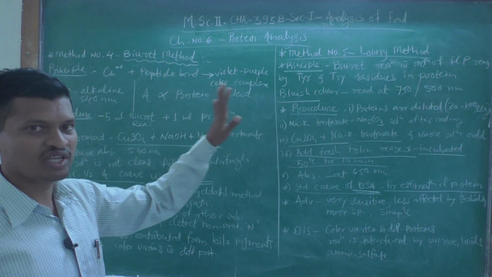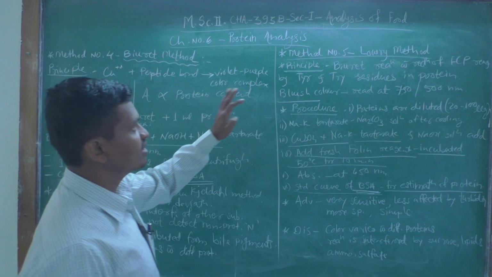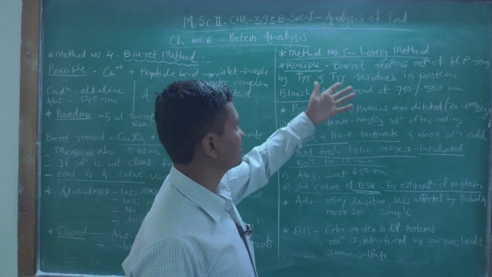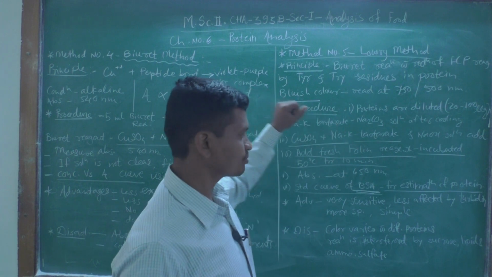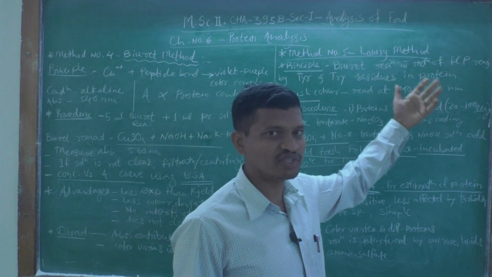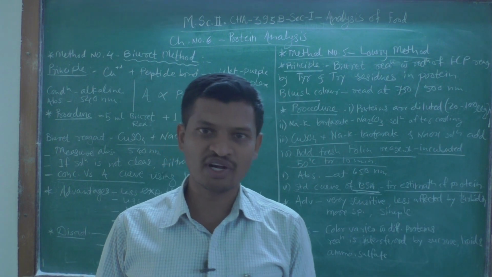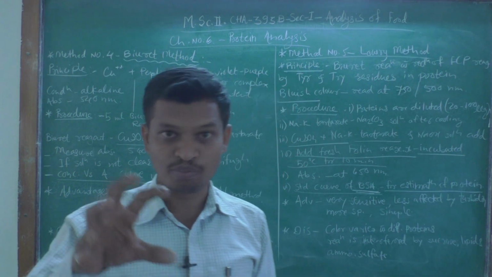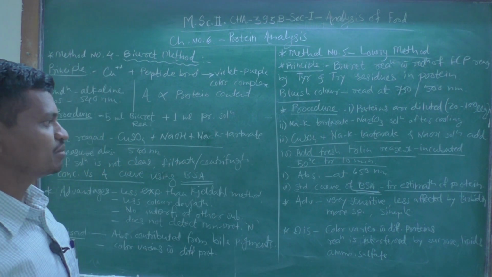Both of these methods, the biuret method and the Lowry method, are very similar to each other. This is the basic method and this is the advanced method, because it is a combination of the biuret method along with the reduction of FCP reagent by the tyrosine and tryptophan residues of the amino acids present in the protein sample. Both of these methods can be used for the analysis of proteins.